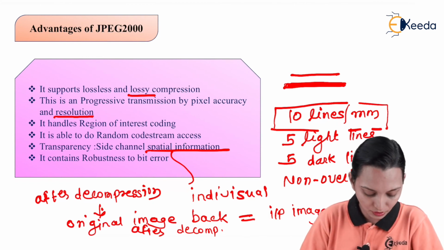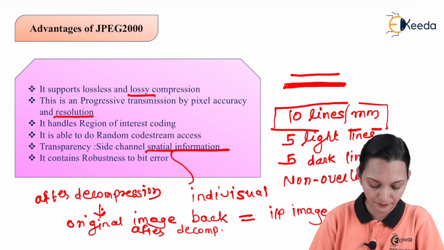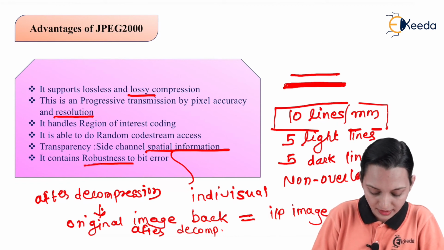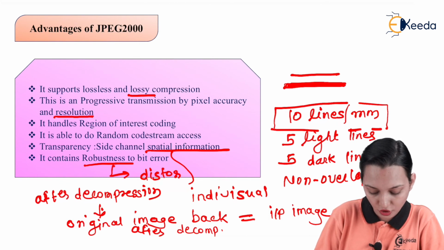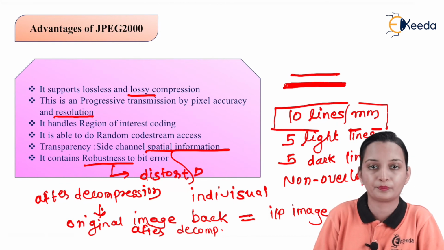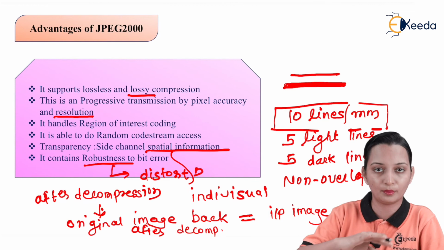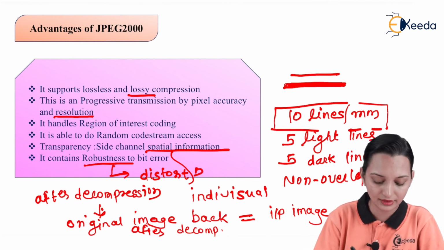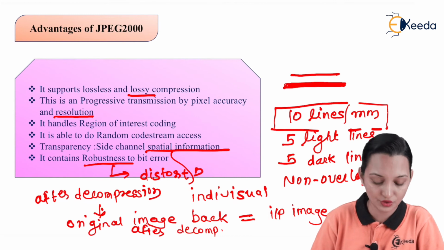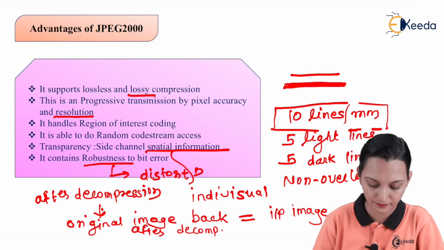It contains robustness to bit error. Robustness means it will provide resistance to distortion and error. So error will be opposed by JPEG 2000. So these are nothing but the advantages of JPEG 2000.